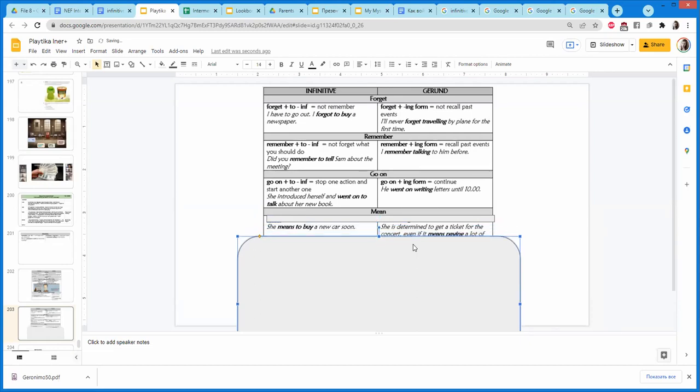Mean, okay? She means to buy a new car soon. She is determined to get a ticket for the concert, even if it means paying a lot of money. Maybe you can see the difference between these two. She means to buy a new car, even if it means paying a lot of money. Can you try to replace mean by another verb similar to its meaning in this particular context? She means to buy. Mean. She means to buy a new car soon.